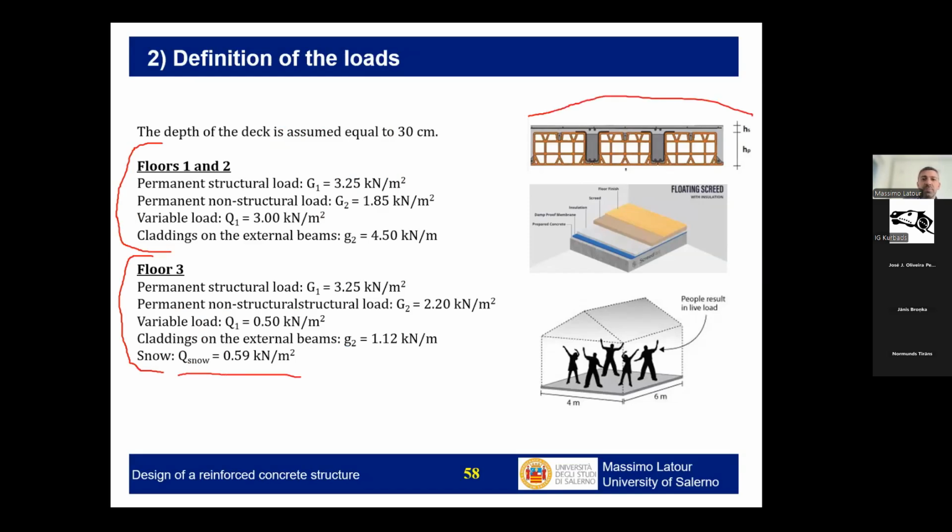This is the typology of floor which I'm considering in this example. It is a unidirectional floor, so there is a main direction of application of the loads deriving from this floor. Then I have just given an indication of the non-structural loads and the live loads at the different stories. Of course, as you see, the snow load is very small compared to what you will have in Latvia. In Latvia, it will probably be 4 or 5 times more than this.